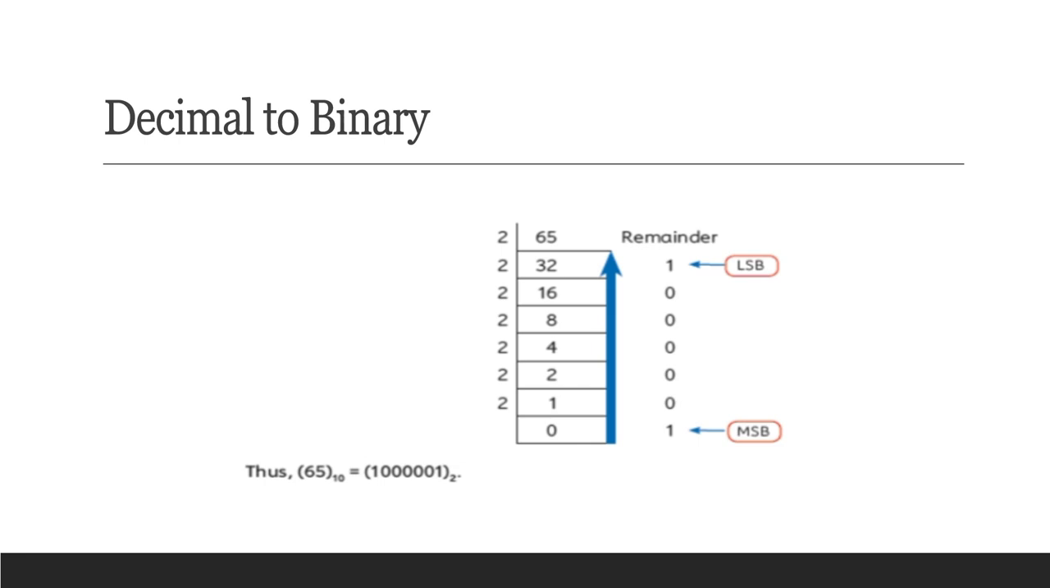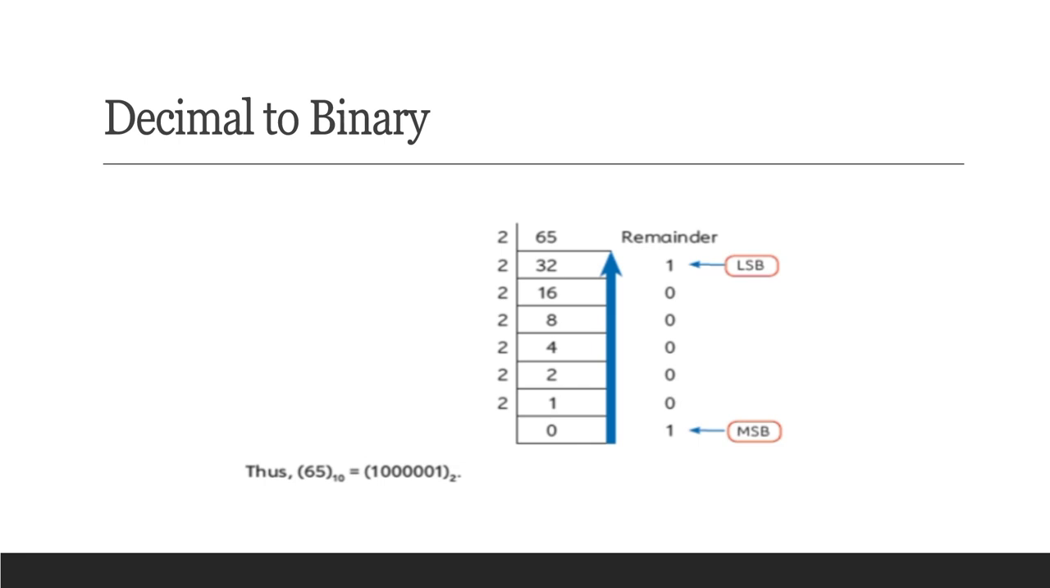Again 8 should be divided by 2. We will get quotient as 4 and the remainder as 0. 4 divided by 2, we will get quotient as 2 and the remainder as 0. 2 again, if we divide by 2, we will get the quotient as 1 and the remainder as 0. Again, 1 should be divided by 2. Since 1 cannot be divided by 2, the quotient will be 0 and the remainder will be 1.